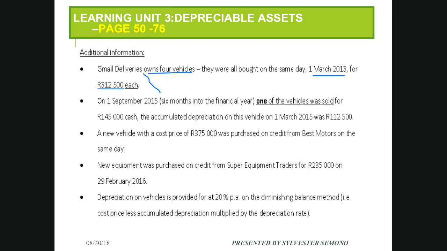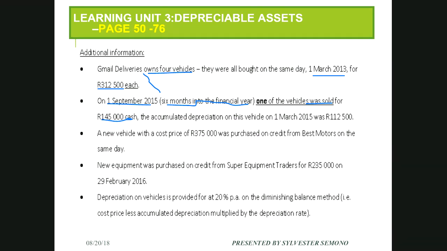Now they say on the 1st of September, 6 months into the financial year, one of the vehicles was sold. Don't worry, next time they won't tell you about the 6 months, so you have to count. When you see sold, you must expect an asset disposal. It was sold for 145. This is the selling price, guys.